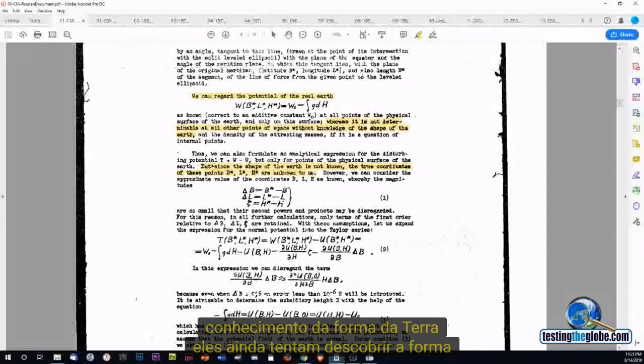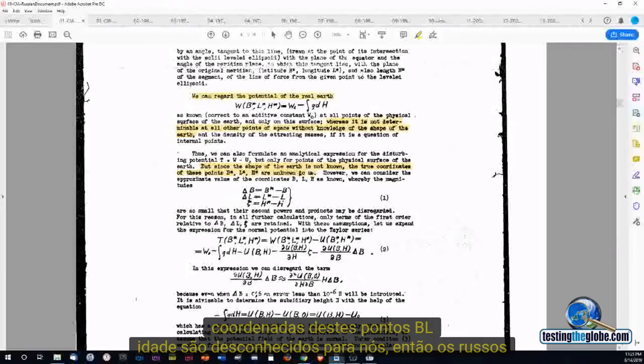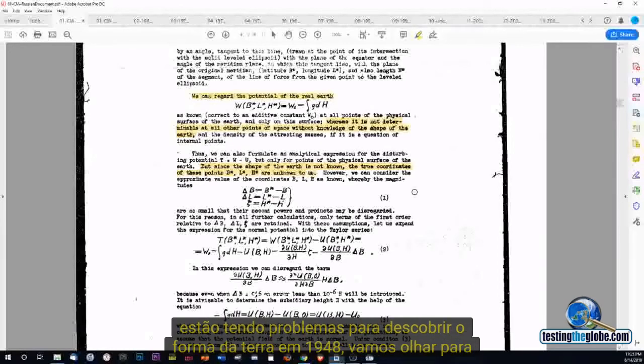So they're still trying to figure out the shape of the Earth here. But since the shape of the Earth is not known, 1948, the true coordinates of these points, B, L, and H, are unknown to us. So the Russians are having trouble figuring out the shape of the Earth in 1948.